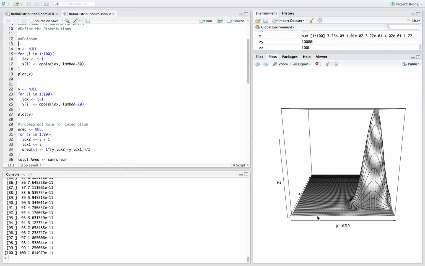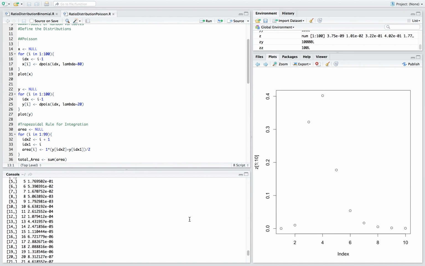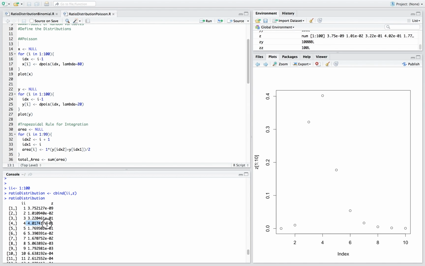So here's the joint distribution of x and y. You have the one centered at 80. You can definitely see it peaks towards the right half of the graph. And one centered at 20. You can definitely see that it's closer to you rather than deeper in. Then if we calculate the full joint distribution, we get this. But we know it's going to peak at about 4. So let's zoom in. As we can see, it peaks at 4. And we can verify that by looking at the numbers. And it peaks at 4.